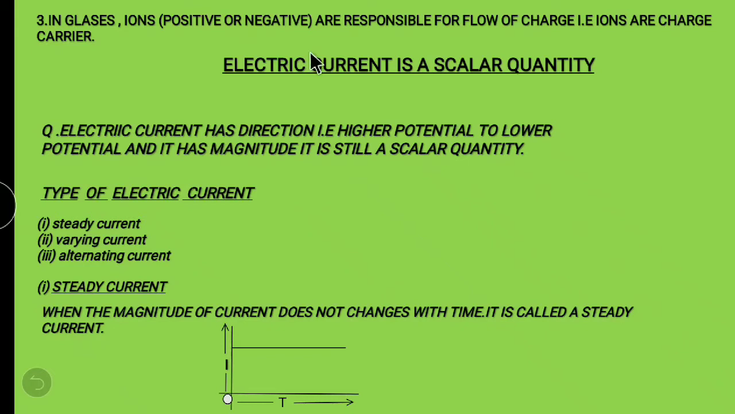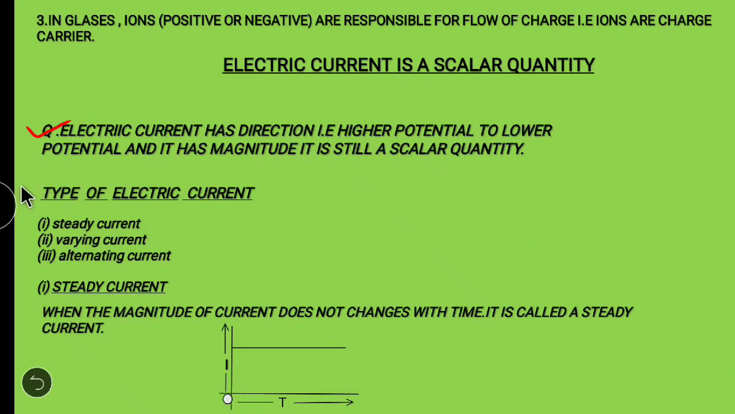Okay. So here students, I have mentioned that electric current is a scalar quantity. Now one question is there. Electric current has direction, that is, higher potential to lower potential, and it has magnitude. Still it is a scalar quantity. Why? This is the question, and you will have to give the answer to this question in the comment section.